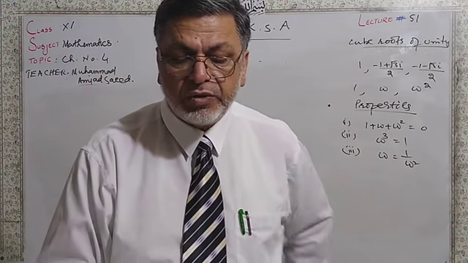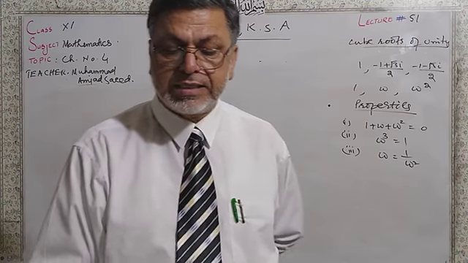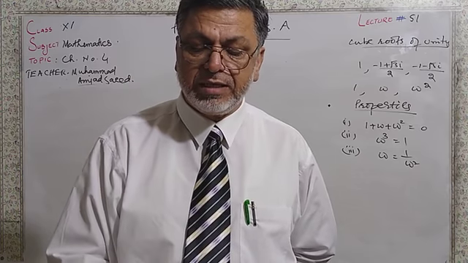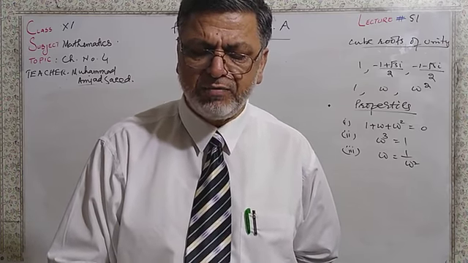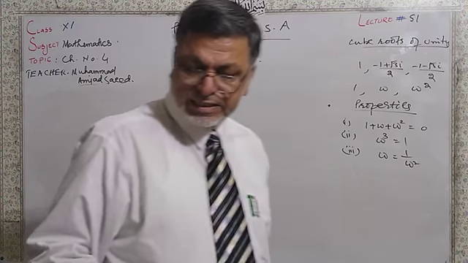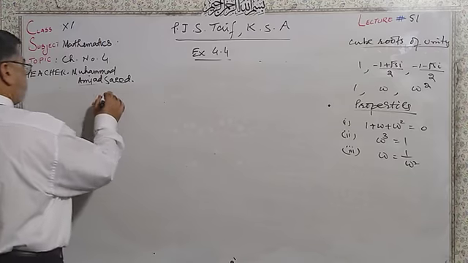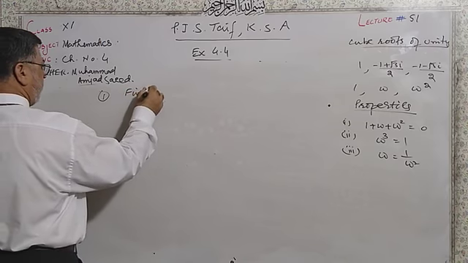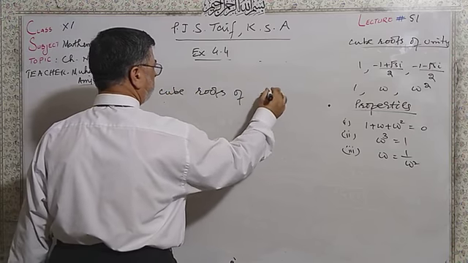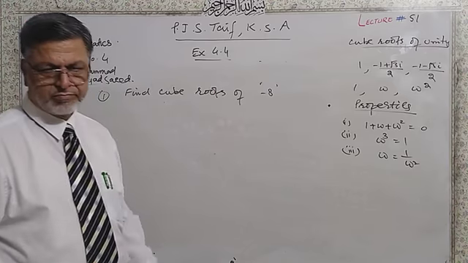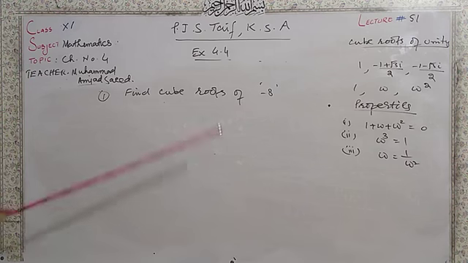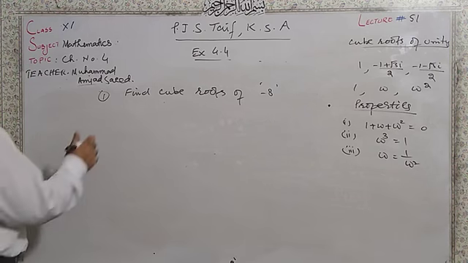We have to find cube roots of 8, minus 8, 27, minus 27. We can take one or two from here. We will take one negative and one positive. Exercise 4.4, question number 1. Find the cube roots of minus 8. I am taking minus 8. Finding cube roots of minus 8.